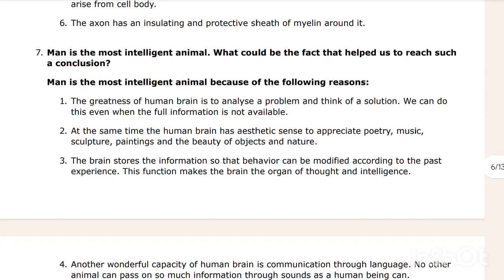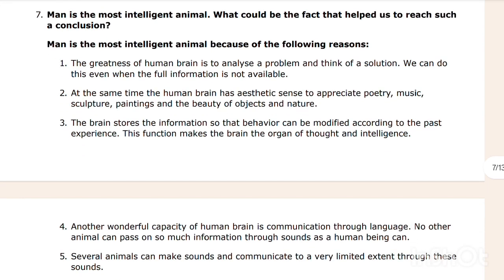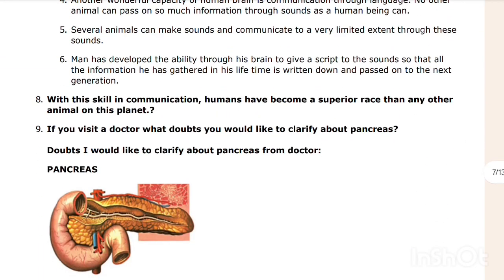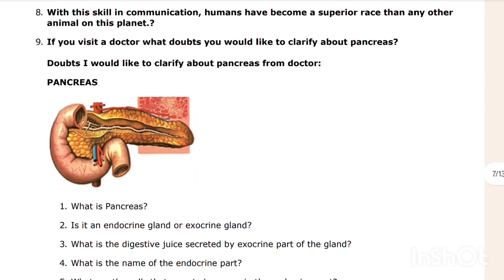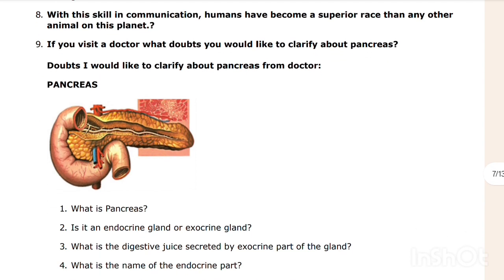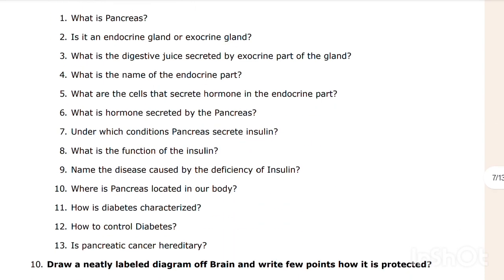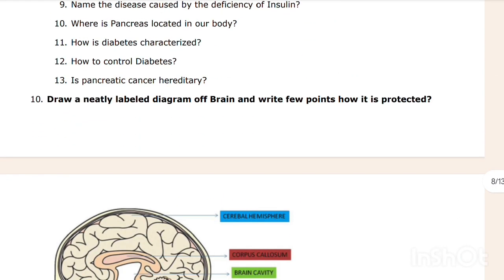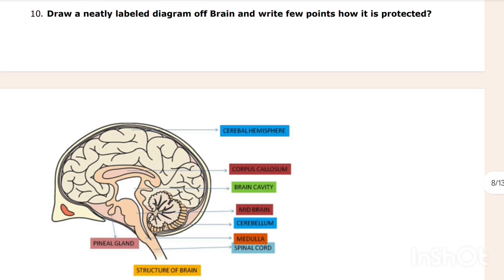Okay, then the seventh one you can see: man is the most intelligent animal, what would you say? Okay, so I don't think so. If you say female is intelligent then I will understand, because female is very intelligent, more than man also, because we cannot understand their mind when they will change, right? Okay, so take it light. Don't take it in a serious mood.